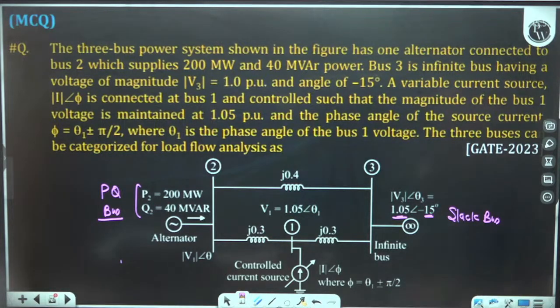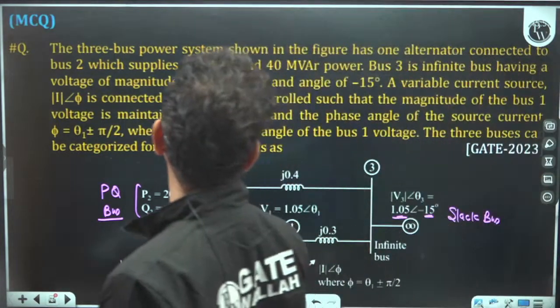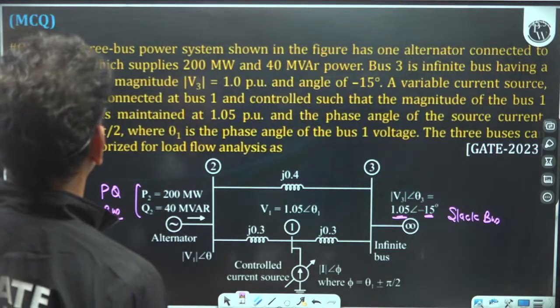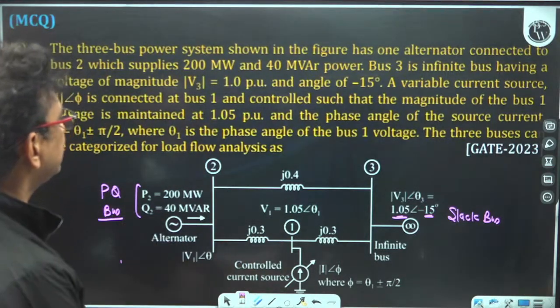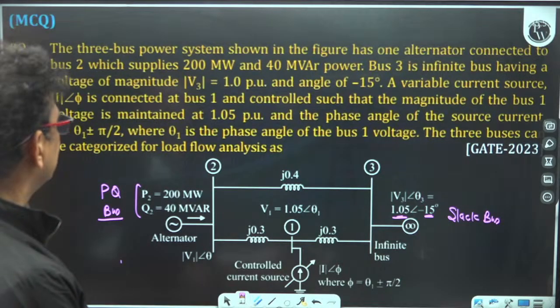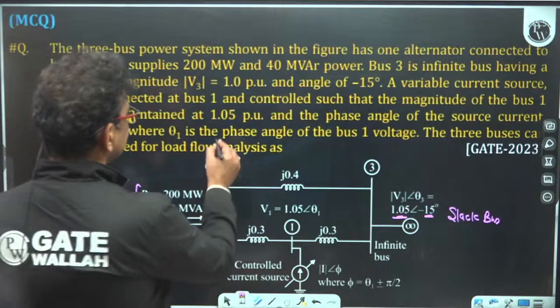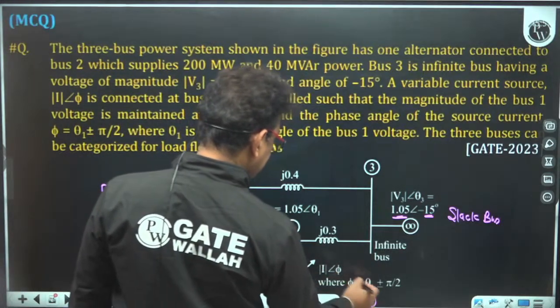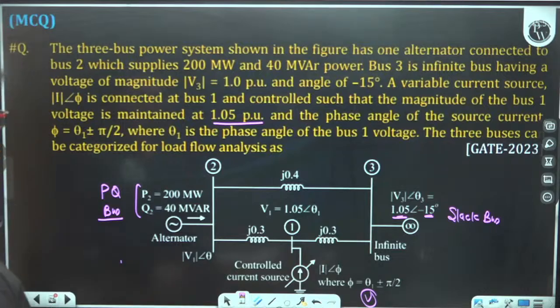Here bus number 1: a current source is connected such that the magnitude of bus 1 voltage is maintained at 1.05. That means the voltage is fixed here by the current source, and the phase angle of the source current is phi 1 plus phi 2.